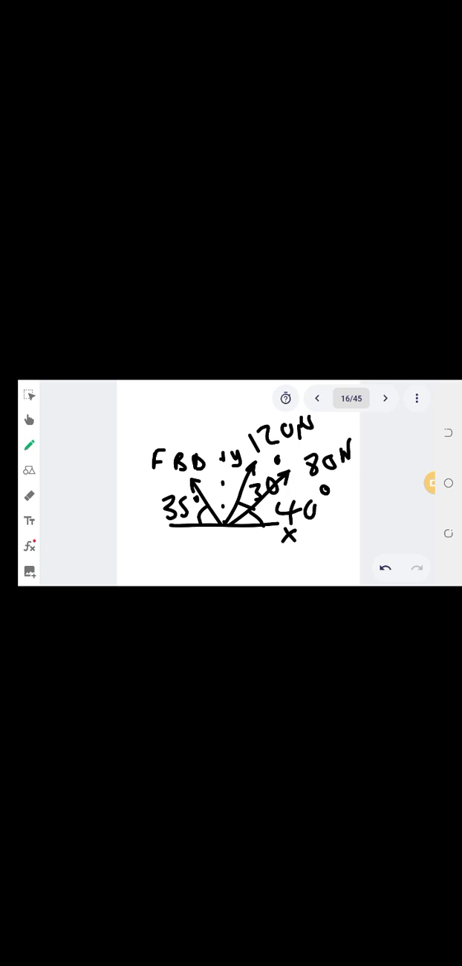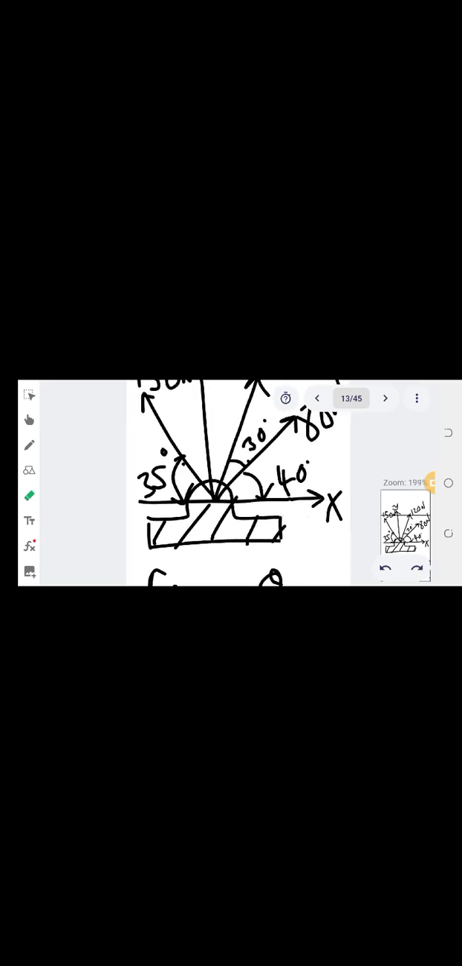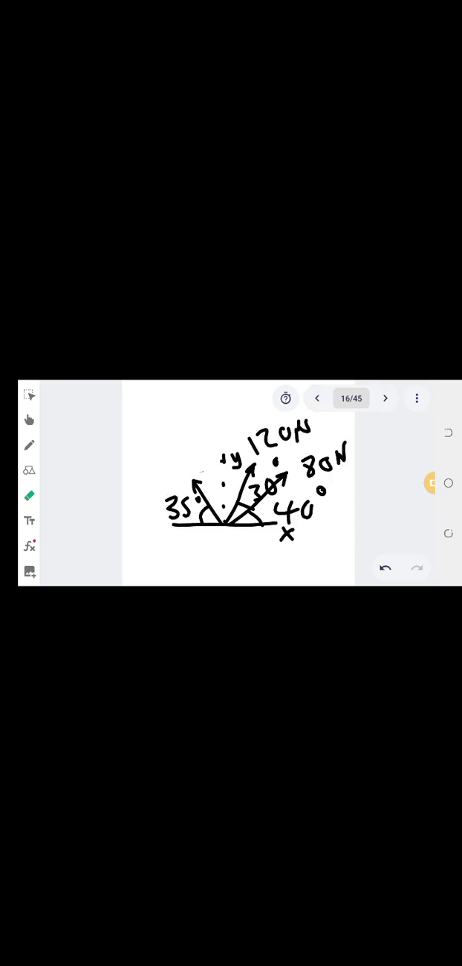Then from there, what do I have again? So this force is 150. Okay. So I've got the 150 Newton force there. So I've got this as my 150 Newton force.